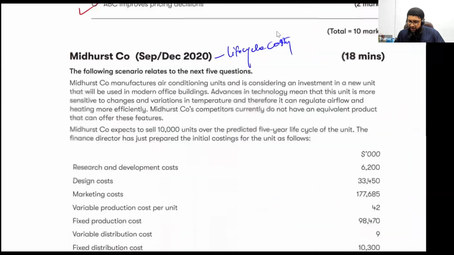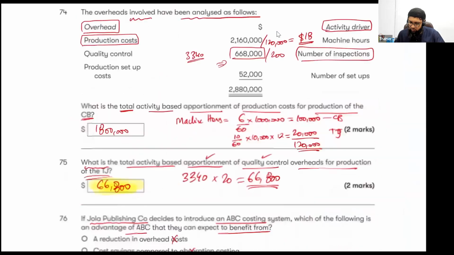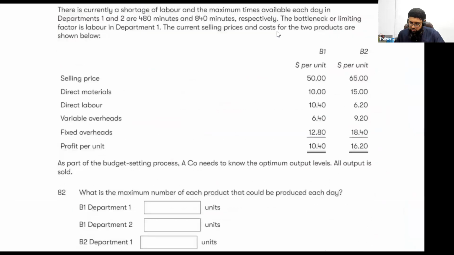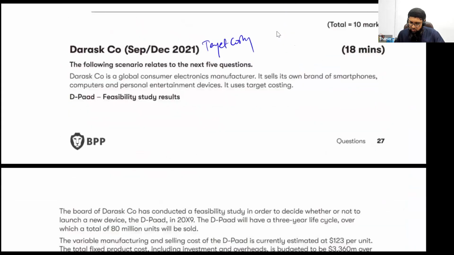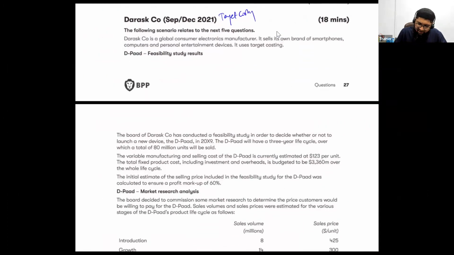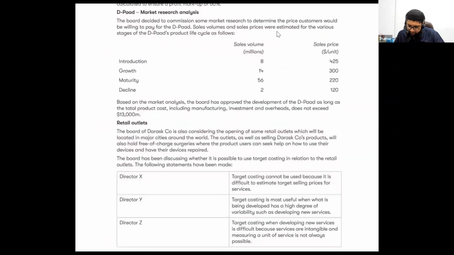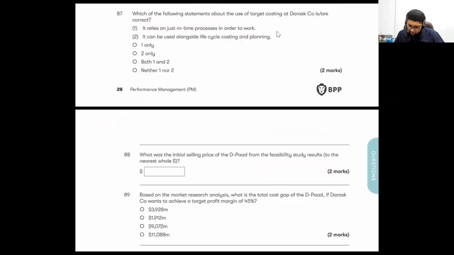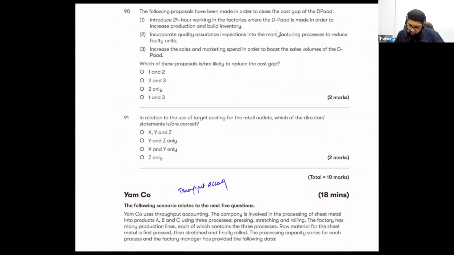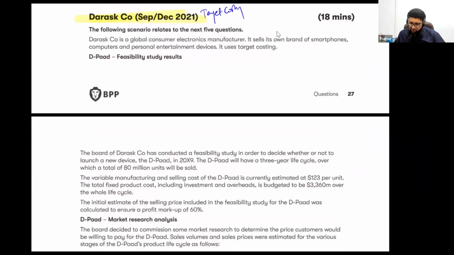Okay, let's move a bit forward and do some case study questions, case OTQs. This question is named Daras Company. Can you just read through the question, Daras Company?